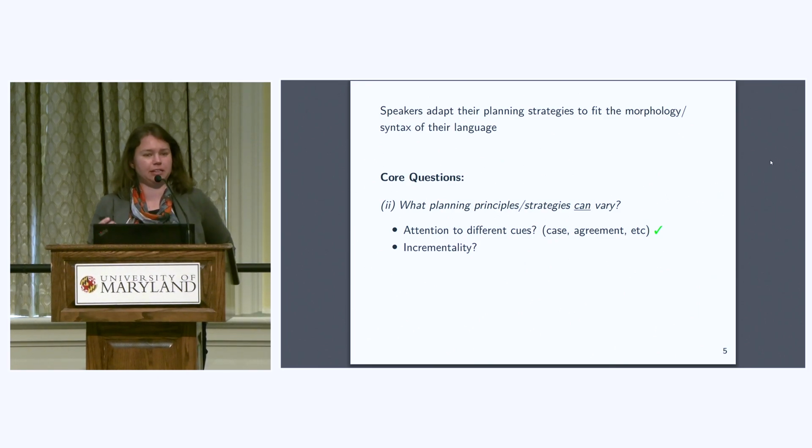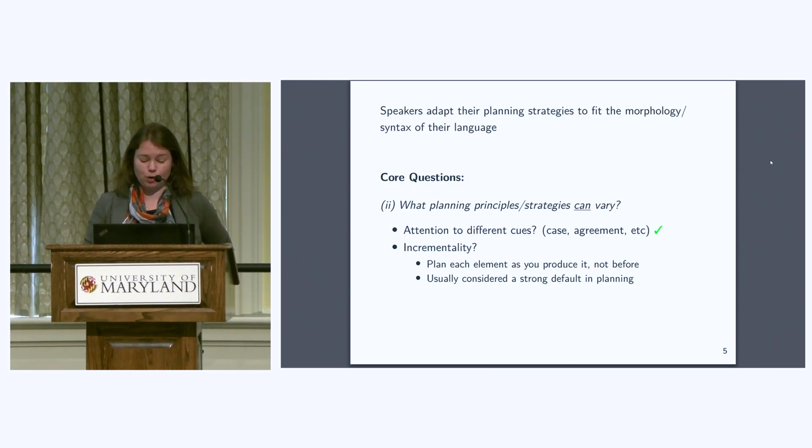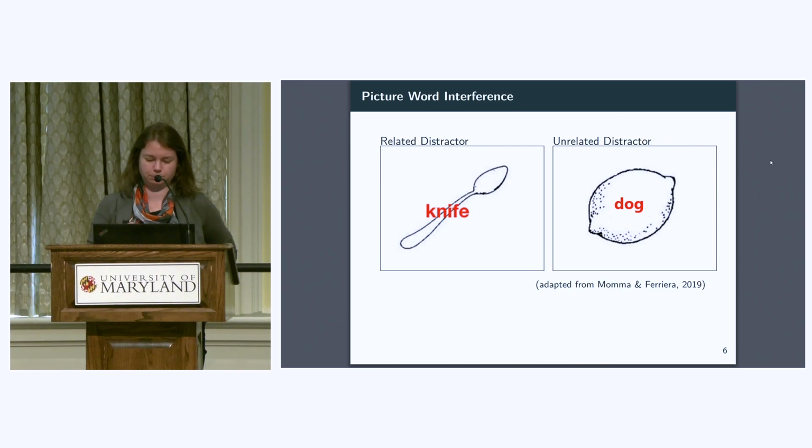But what about something like incrementality? This is this notion that you plan each element as you produce it and not before. It's usually considered, I would say, a strong default in planning. We do find other places where we break it, but we want to have kind of a firm grasp on where those are and not to just let them run away from us whenever we want to suggest that that might be what's going on. So how can we figure this out?